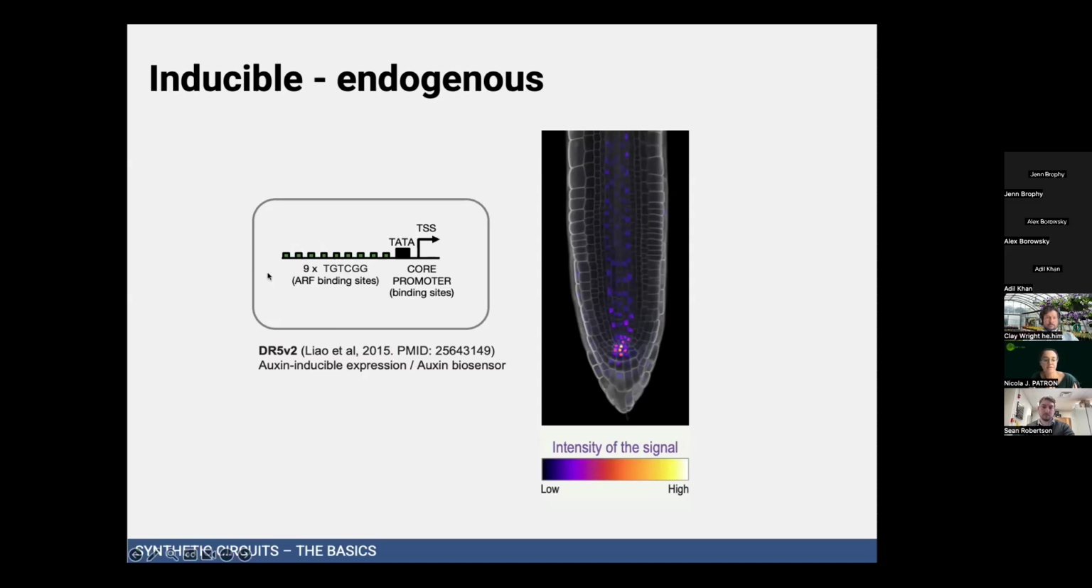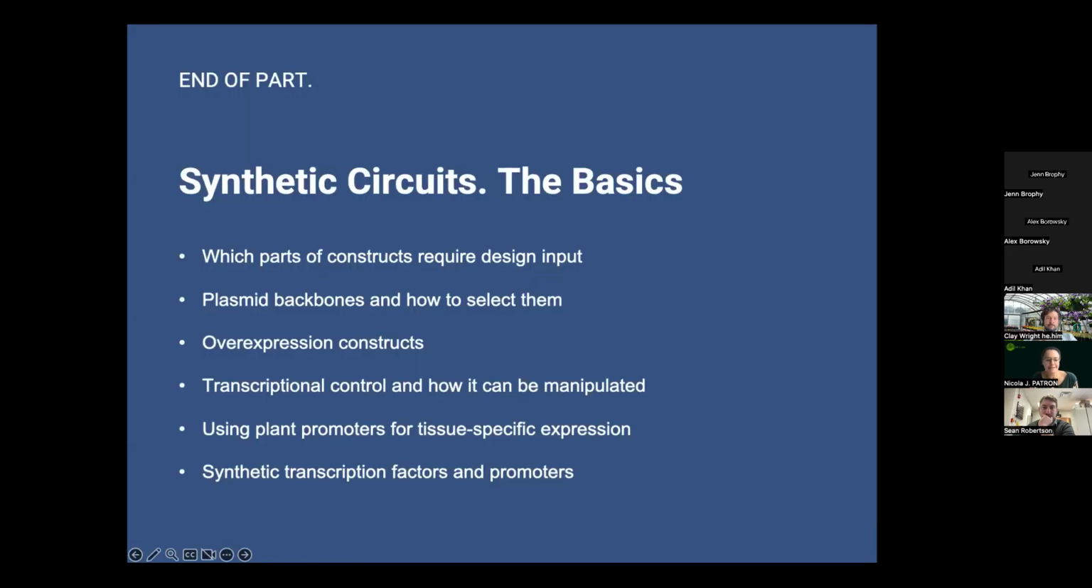So one of these well-known promoters is known as the DR5 version 2 promoter, and it has 9 copies of the ARF binding site, each one itself being an inverted repeat. And we can see that when it's inserted into the plant genome, it's most strongly expressed in the cells in which auxin accumulates, and there's not really very much expression in cells from which auxin is known to be transported away. So I am going to finish there and leave Sarah to talk to you about how all of these elements can be used to construct more complicated circuits.